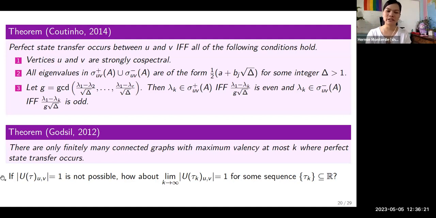And we asked this question: if this is not possible for some time t, how about a sequence of times tau sub k, such that 1 is the limit point? That's really what we want to see here. Any questions?